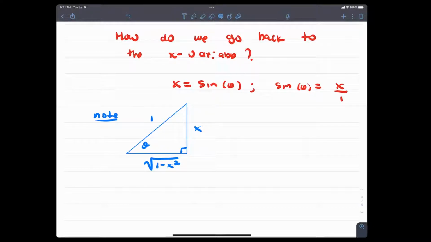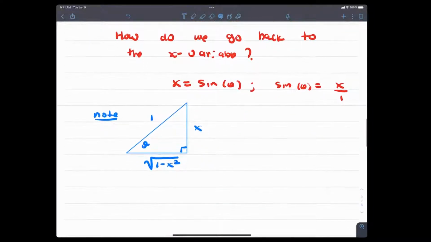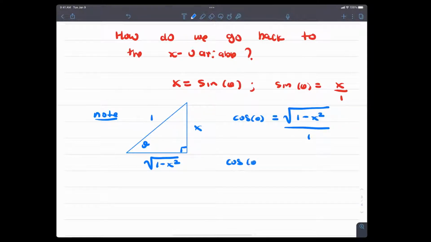Now you say, well, we got cosine. Well, what's the definition of cosine? Do you guys remember the definition of cosine for a right triangle? Cosine is going to be what again? Adjacent. What's the adjacent side? Square root of 1 minus x squared. Good. Over hypotenuse. What's the hypotenuse? 1. In other words, cosine is just going to be what? Square root of 1 minus x squared, ladies and gentlemen. This is big. This is big.